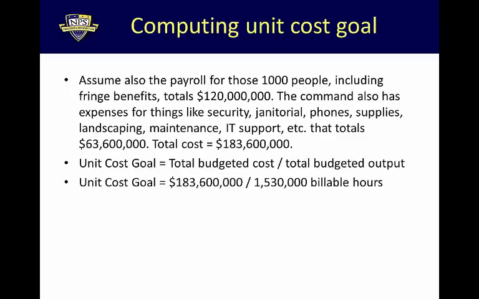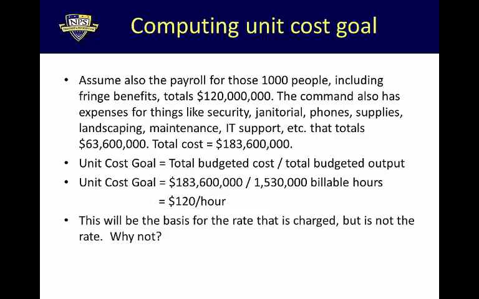The unit cost goal is that budgeted cost divided by the budgeted output. We divide the 1.5 million hours into that cost, and it gives us a unit cost goal of $120 an hour. This becomes the basis for the rate that's charged. But again, it's not the rate.